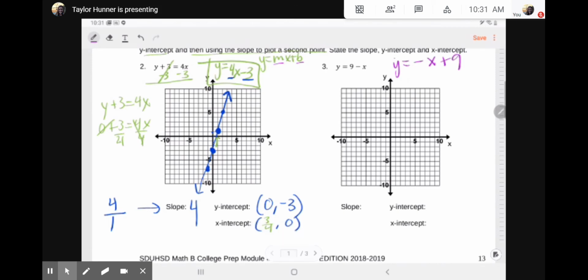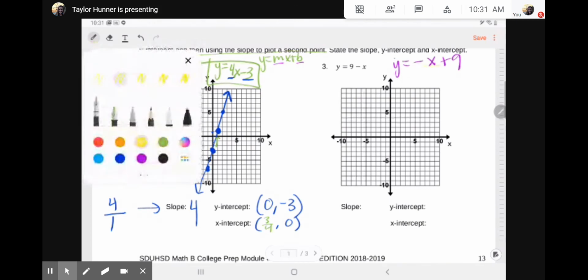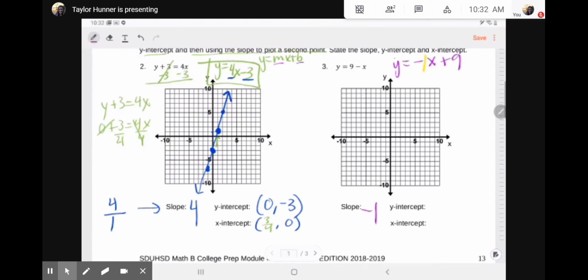So we just need to rearrange it and make sure that we remember that our slope is actually that negative 1. When we just see a negative, that just means our slope is negative 1. When we just see an x, that just means our slope is 1. So my y-intercept here, again, I'm going to write it as a coordinate point. When x equals 0, y equals 9.